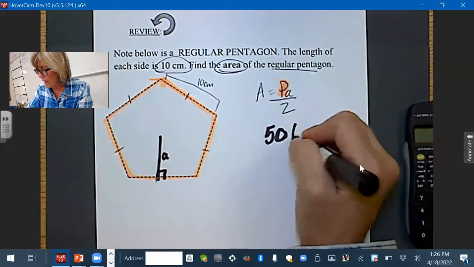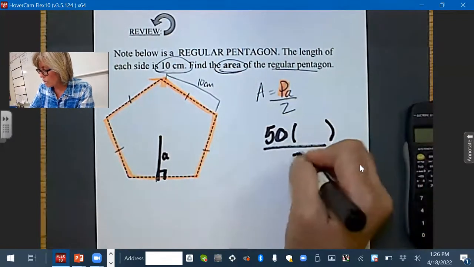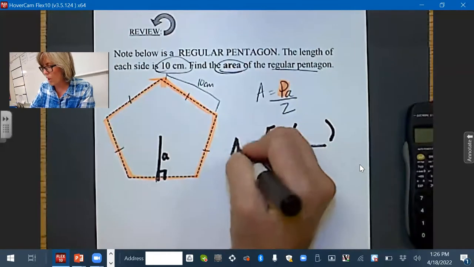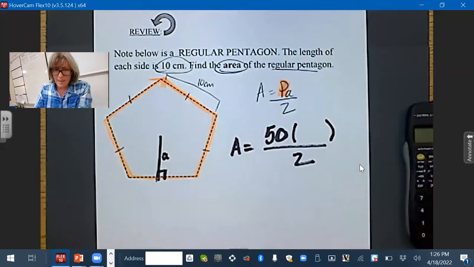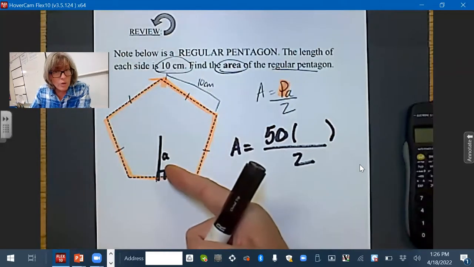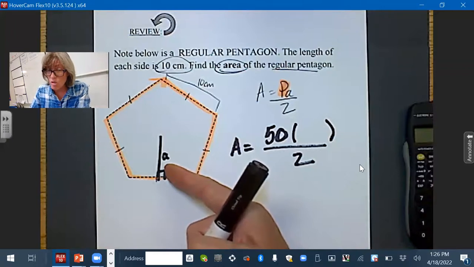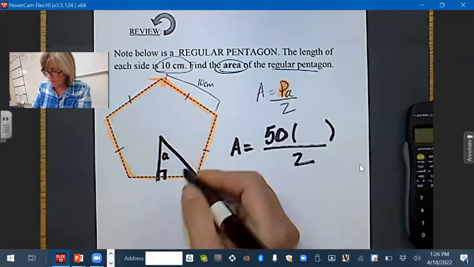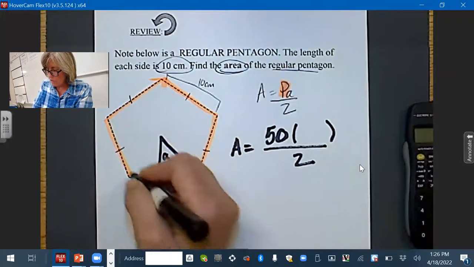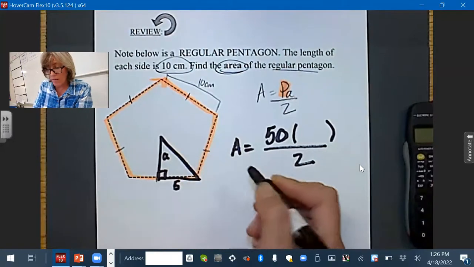Perimeter times apothem over 2. So we need that apothem. So we're stuck. Not exactly. Wherever there's a right angle, you always want to create a right triangle. Wherever there's a right angle, you want to look for or make a right triangle. We're going to do that by drawing in a radius. And if this whole side is 10, this is 5.